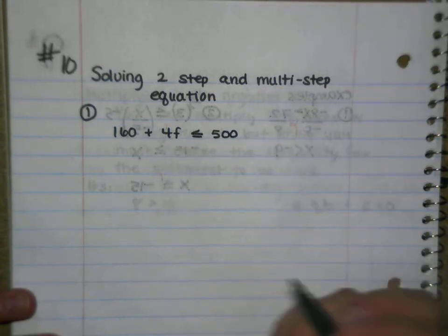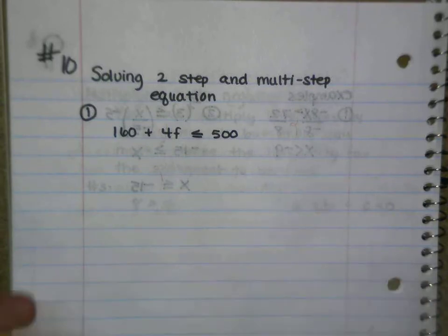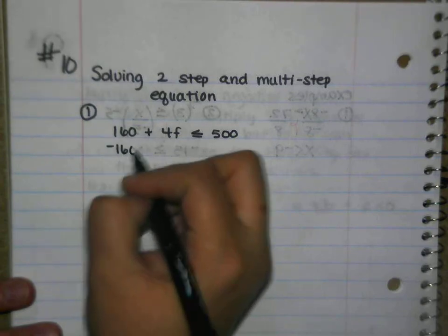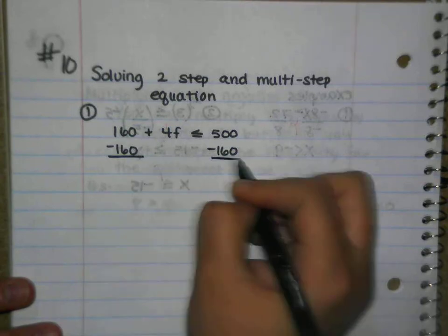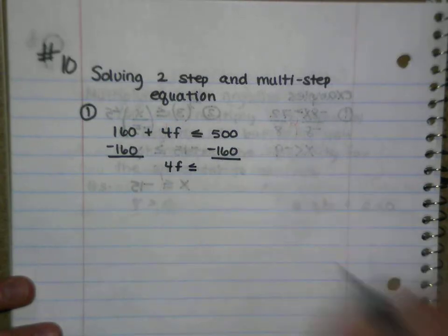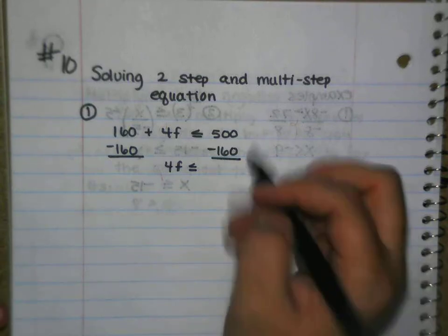Okay, so we're going to want to isolate the f in the long run of things. So the first thing we're going to do is add or subtract if the constant is by itself. So here's a constant, it's by itself. We're going to subtract 160 from both sides. That leaves us with 4f here. We did not multiply or divide by a negative number, so we're not going to be flipping the inequality here.